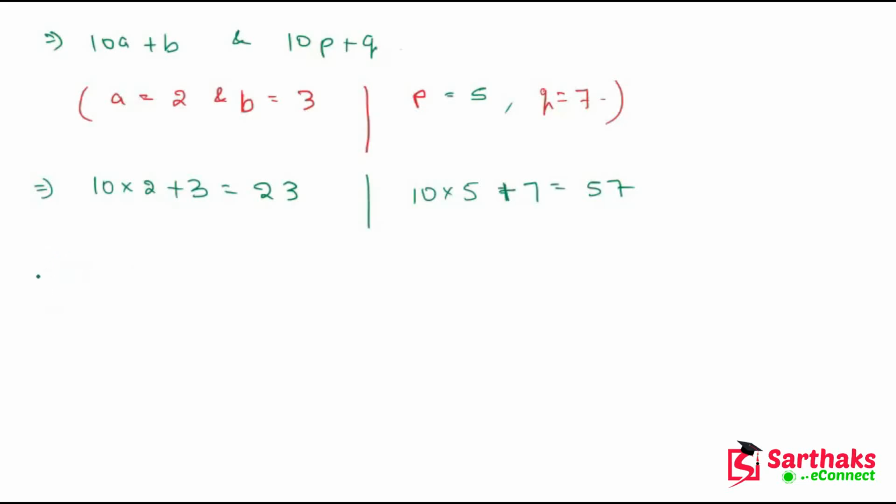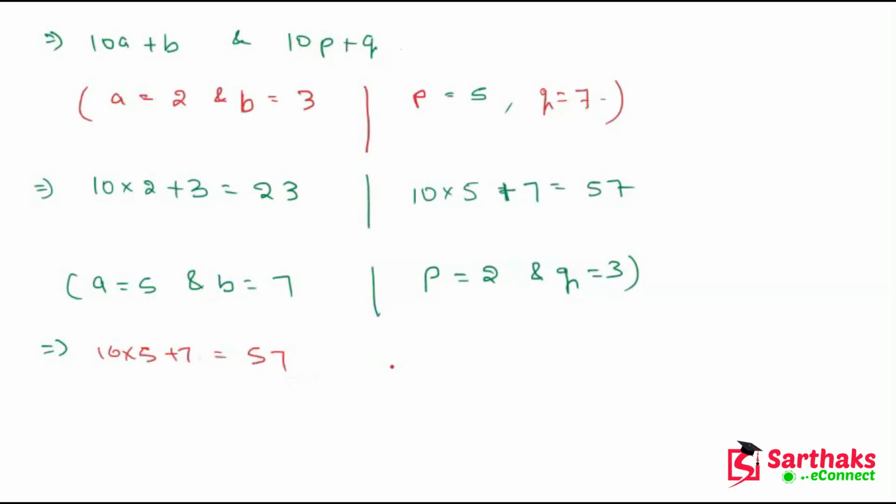Now we are going to put the value a is equal to 5 and b is equal to 7. Here we are taking p is equal to 2 and q is equal to 3. Now if we put the values in this equation, we get 10 into 5 plus 7, which becomes 57. Now in this case 10 into 2 plus 3 is 23.